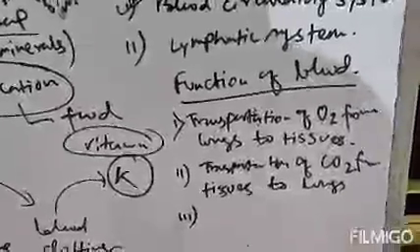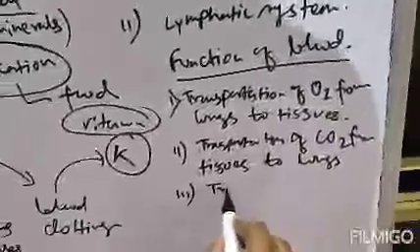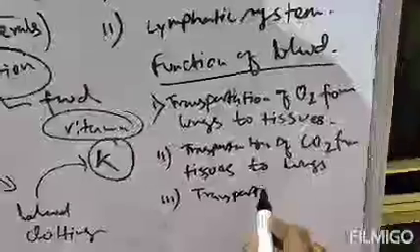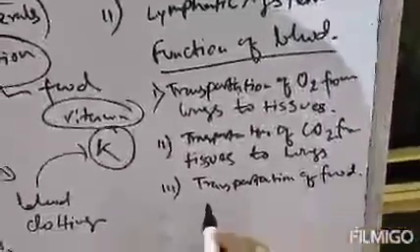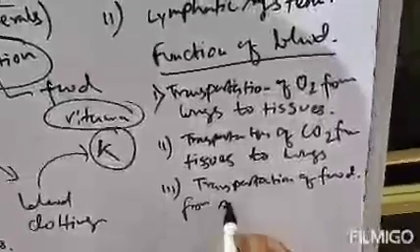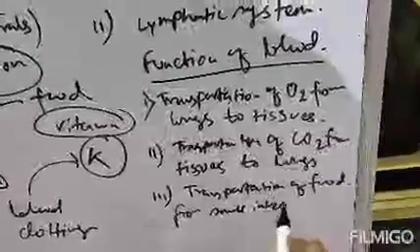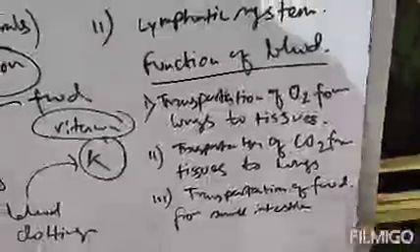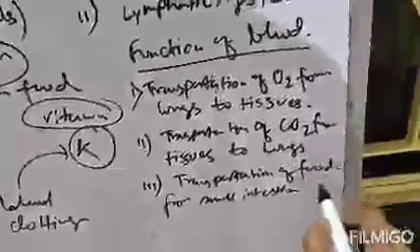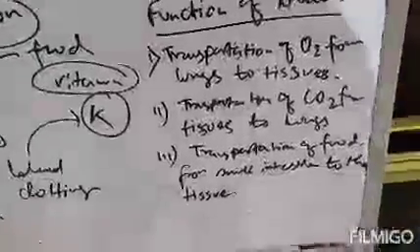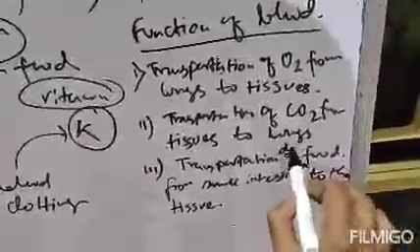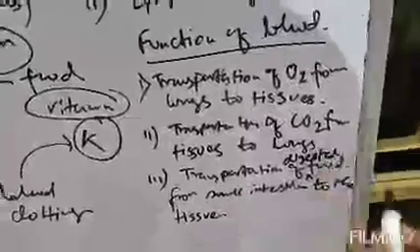Next, transportation of food. Food is also transported. Transportation of food from small intestine to the tissue. Actually, transportation of digested food, the food we get, the food that gets digested, it is transported from the small intestine to the tissue.